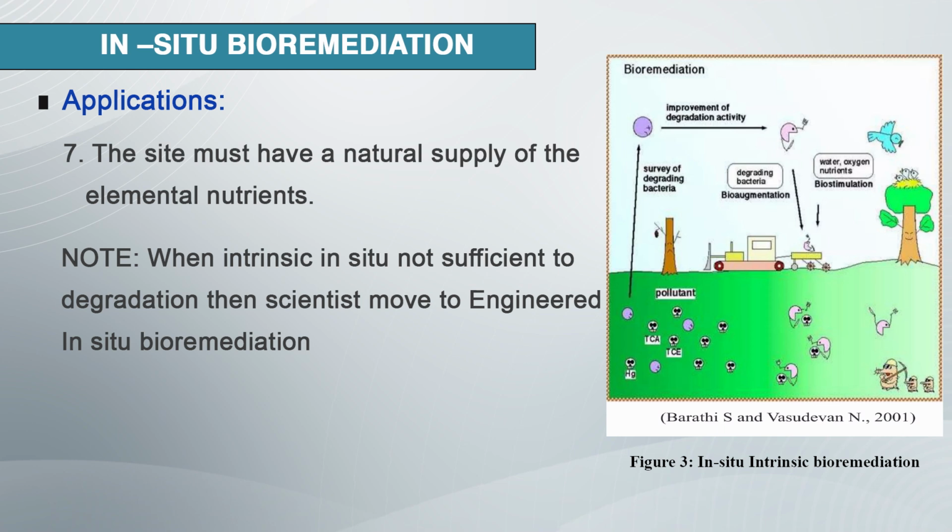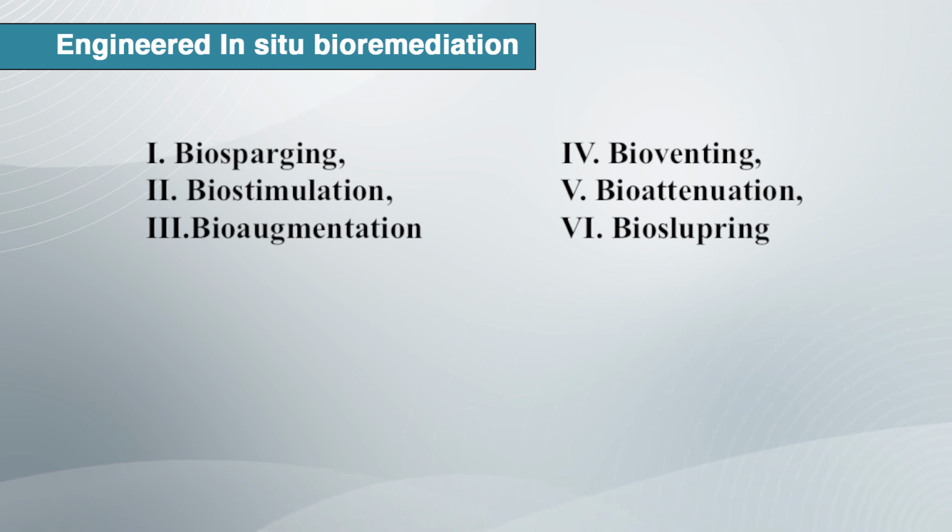When intrinsic in situ bioremediation is not sufficient for degradation, then scientists move to engineered in situ bioremediation. What is engineered in situ bioremediation? It accelerates the degradation process by enhancing the physicochemical conditions to encourage the growth of microorganisms. They are further classified into 6 types: biosparging, biostimulation, bioaugmentation, bioventing, bioattenuation and bioslurping.